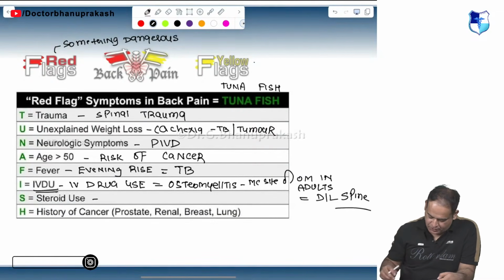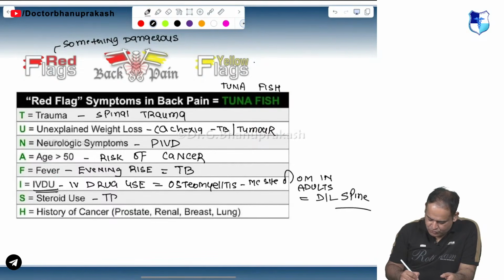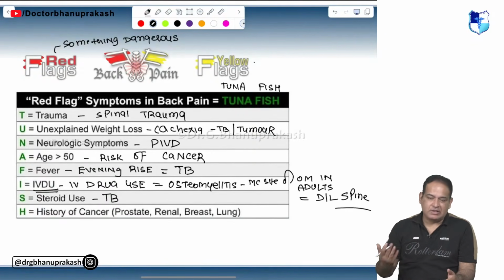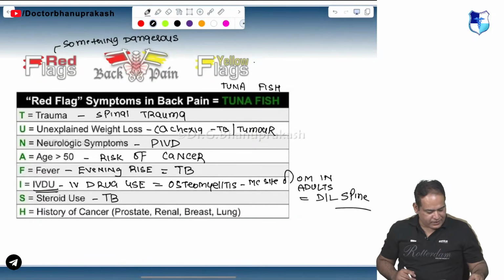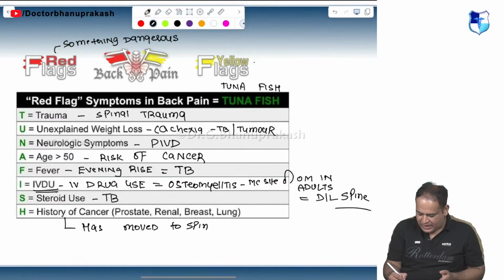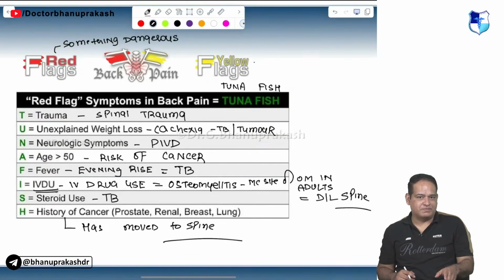Fine. Steroid use. So with steroid use, tuberculosis is very, very common. Immunity goes down and tuberculosis restarts. History of cancer. So this is cancer which has moved to the spine. Cancer which has moved to spine.